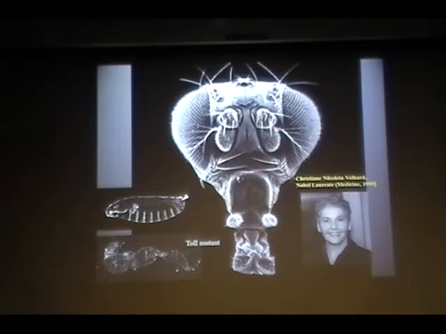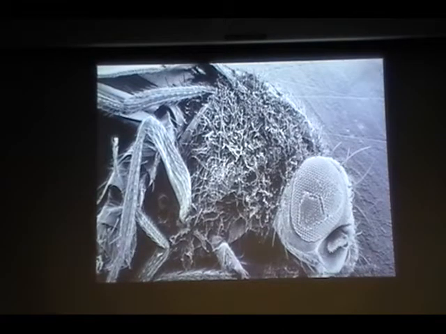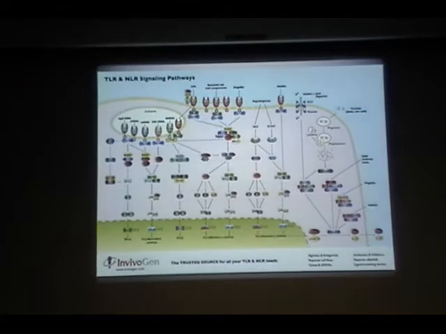because that was the groundwork on which Jules Hoffmann's group continued looking at this from another perspective, and that has to do with protection. And this is a very sick fly that got its Toll knocked out, and it couldn't withstand fungal infection. So it's clear Toll plays a major role in protecting the fruit fly from fungi. And this is really the early stages of understanding the signal transduction pathways for Tolls.